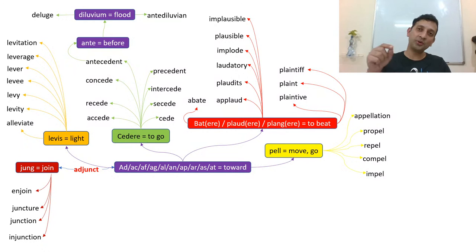Impel is a similar word to compel. It also means to make something forcibly go in a certain direction, right? But compel has that without my willingness. Compel has that nuance to it, which impel usually may not have.